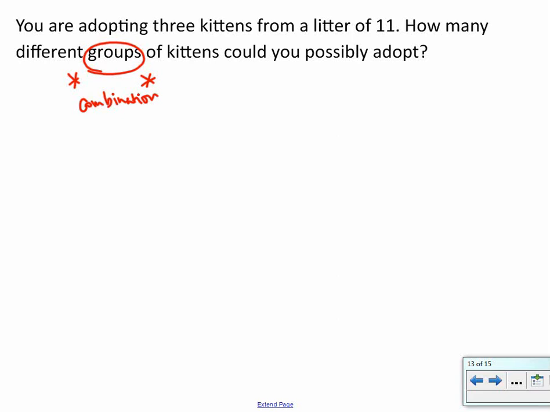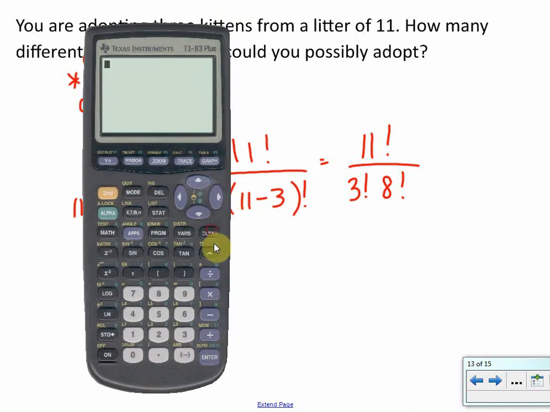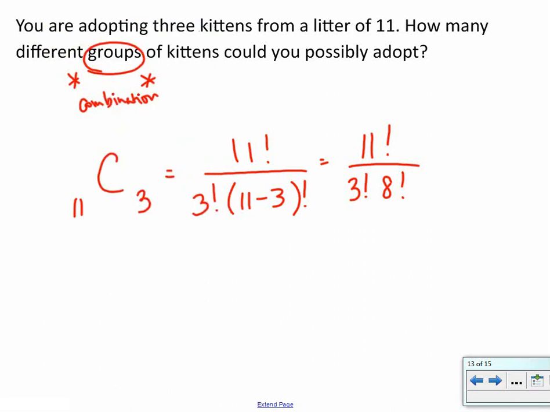So if I have a combination of 11 things taken 3 at a time, you can either use your combinations formula, 11 factorial over 3 factorial times 11 minus 3 factorial, which gives you 11 factorial over 3 factorial times 8 factorial. Or you can use your calculator. 11 choose 3. 165 different possible groups of kittens. It's a lot of groups of kittens.